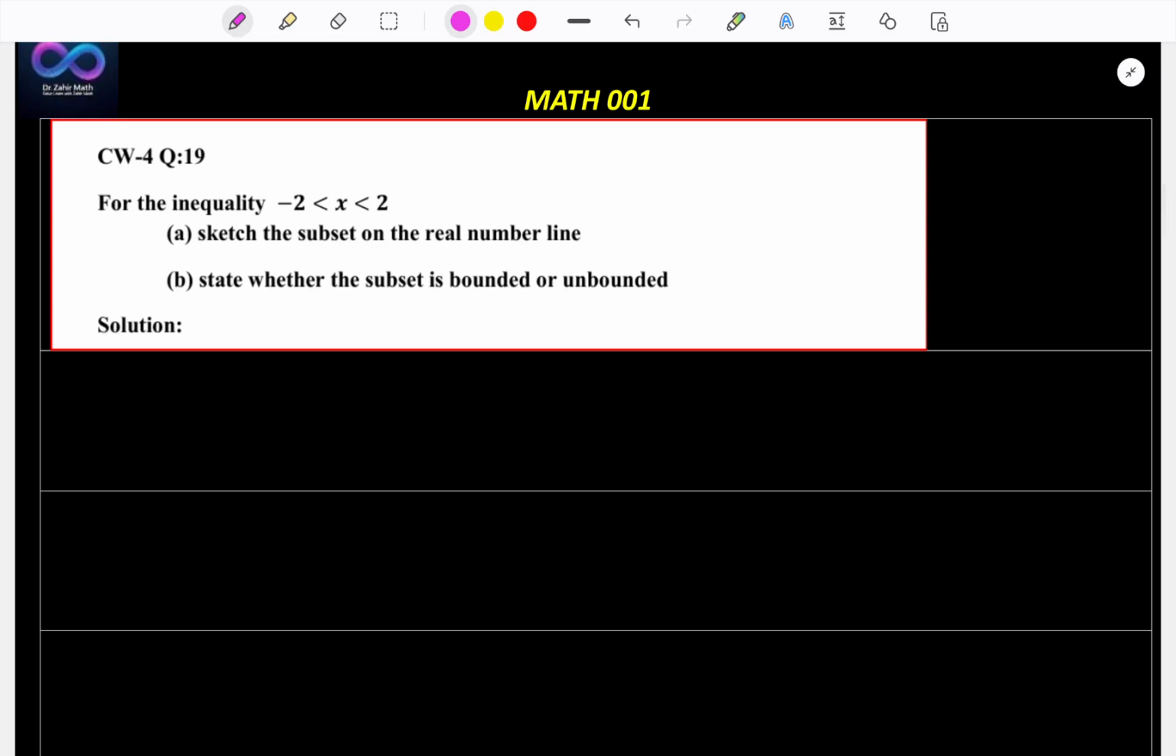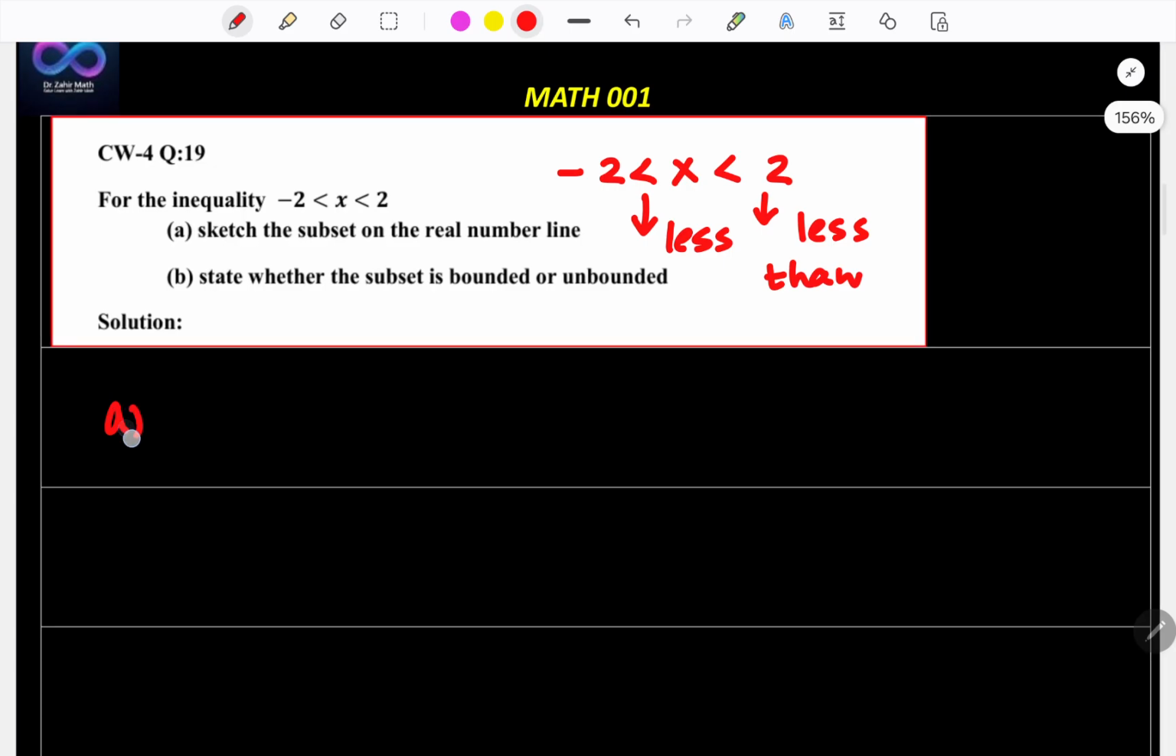For the inequality, minus 2 less than x less than 2. So this is the inequality. You should read it as less than x less than 2. Okay, right. Same question. Sketch the subset on the real number line. State whether the subset is bounded or unbounded. So let's go for the first question.